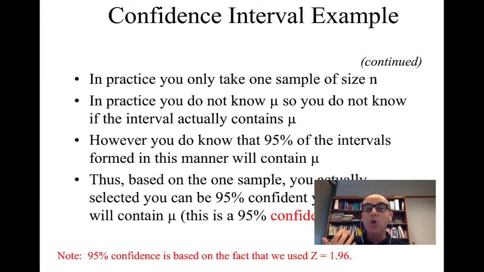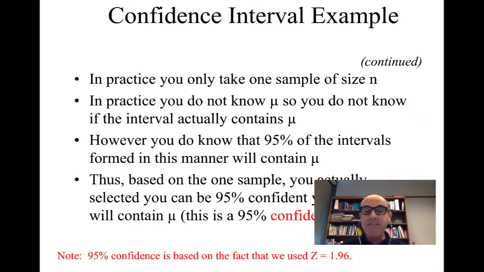In practice, you can only take one sample of size n. In practice, you do not know the mu, so you do not know if the interval actually contains the mu. However, you do know that 95% of the intervals formed in this manner contain the mu. So based on one sample, you can be 95% confident that your interval contains the mu. Then this is how we calculate.